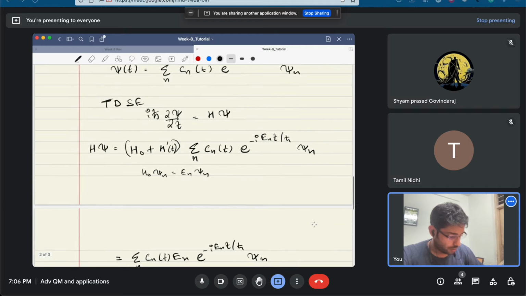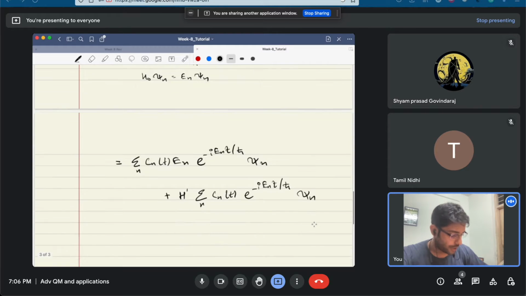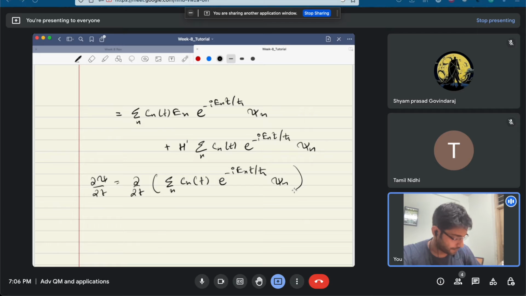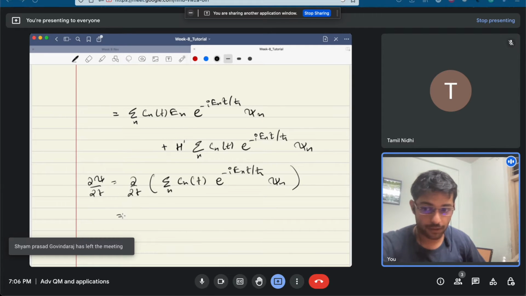And on the left hand side we had i h bar del psi by del t. Let's write down del psi by del t first, and then we can multiply by i h bar. This is Cn of t e to the power minus i En t by h bar psi n. First we take the derivative of Cn, and then we take the derivative of the exponential. There are only two functions with t here.